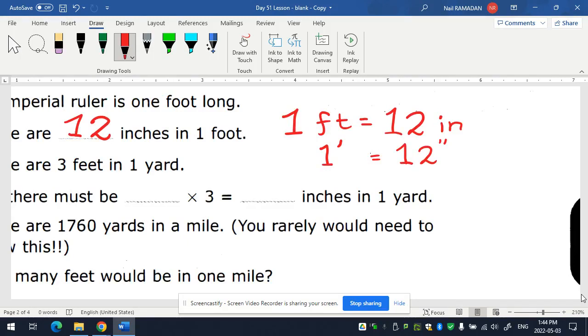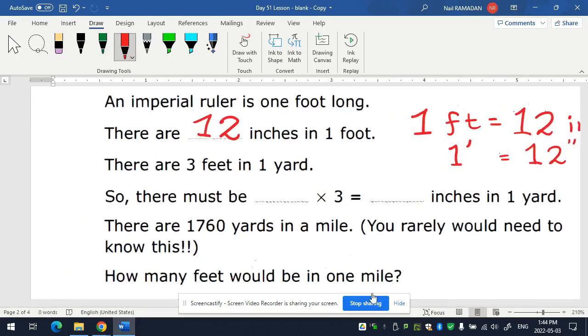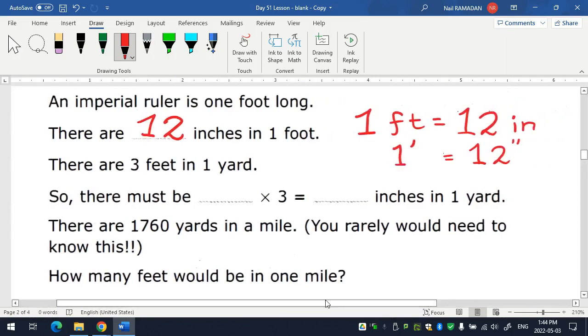Now we expand. So we're done with the feet and inches. Now 1 yard is how many feet? So you take 3 feet together, and now you got yourself a yard.